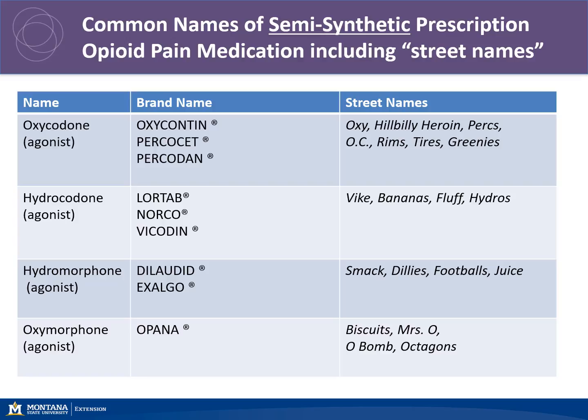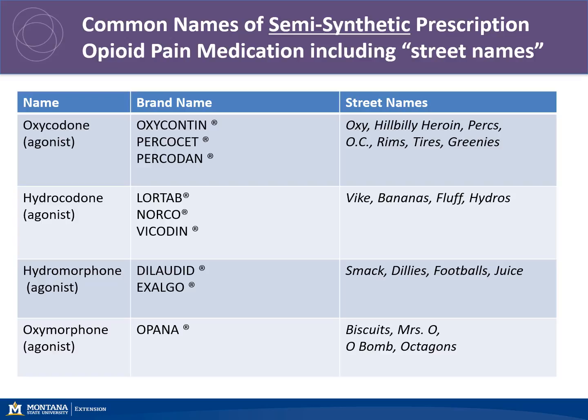This slide provides a list of semi-synthetic prescription opioid pain medications. These are also agonists and include oxycodone, hydrocodone, hydromorphone, and oxymorphone. Brand names for oxycodone include OxyContin, Percocet, and Percodan. On the street, it may be referred to as Oxy, Hillbilly Heroin, Perks, OC, Rims, Tires, and Greenies.